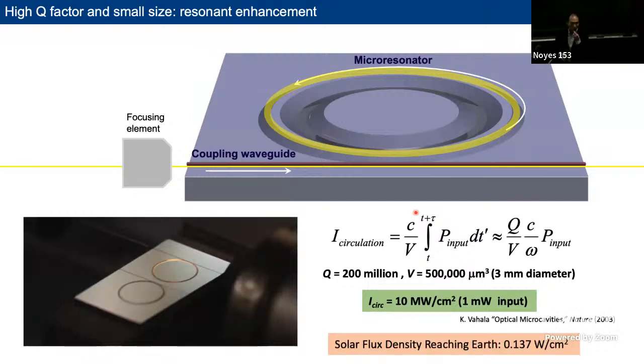So this number is about 100 milliwatt per centimeter squared, and this is about 8 orders of magnitude difference between each other. So that kind of gives you the idea of why this circulating power, circulating intensity within the resonator is so important for nonlinear optics applications.